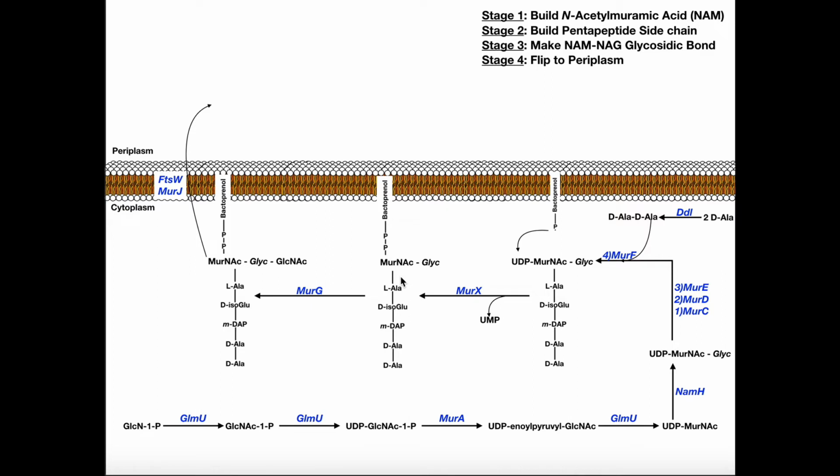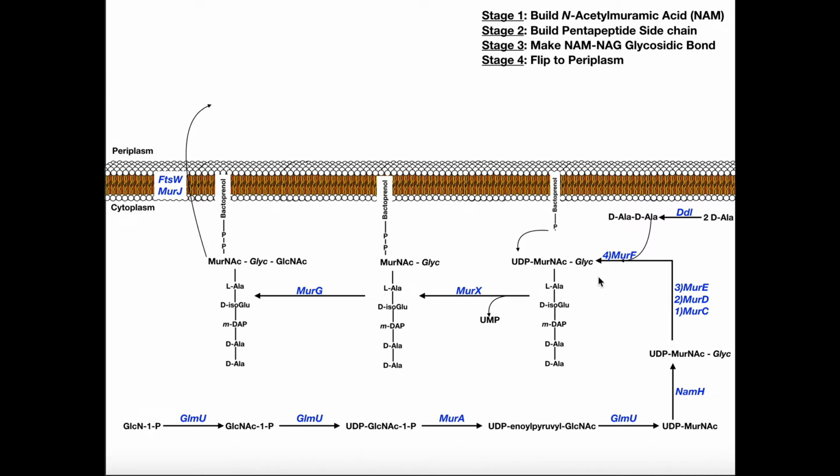Now, MurG. What does MurG do? Well, MurG is actually what makes the NAM-NAG glycosidic bond, and it's just going to make 1 for now. So notice here it takes an N-acetylglucosamine and links it to the N-acetylmuramic acid. So we now have a NAM-NAG bond. Again, the NAG is really easy to make. Again, if you want to see how it's synthesized, you can go watch that in a separate video. But we've made our NAM-NAG bond, and that's stage 3.